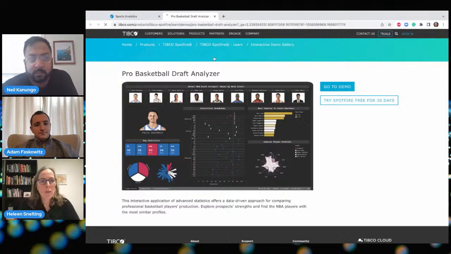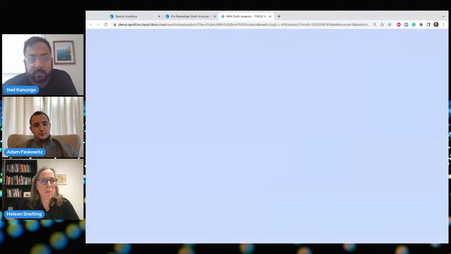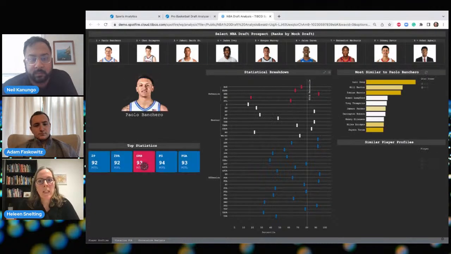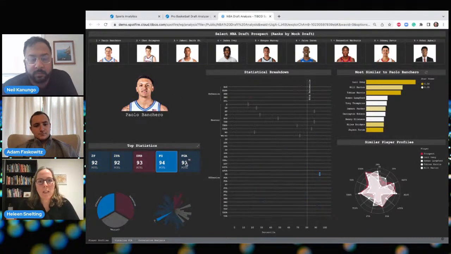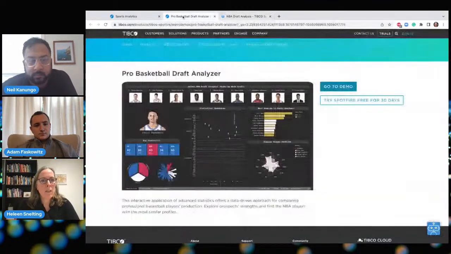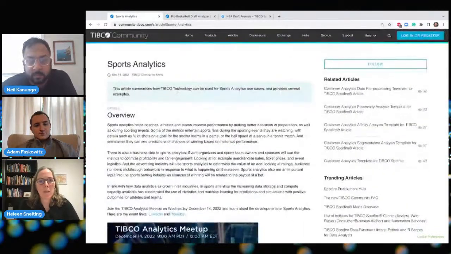If you go to the demo gallery, this is a good one to look at, the interactive demo gallery. There are lots of different examples there, and they're all linked to the cloud, where you can just play around with Spotfire without needing licenses. You can share this with others, and it's all interactive, so you can click around and just see how Spotfire works. All those links are in there. If you go to the sports analytics page, it will be easy for you to find everything.